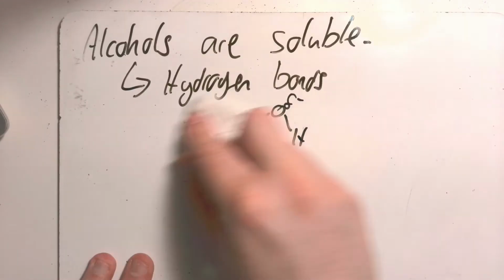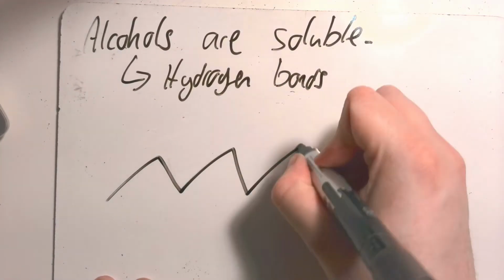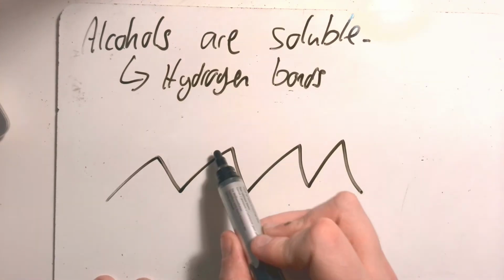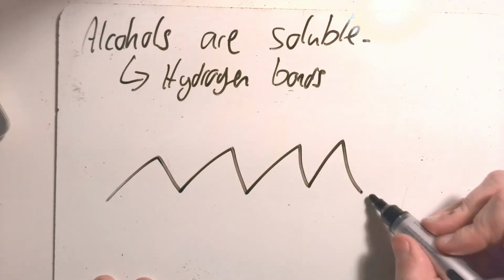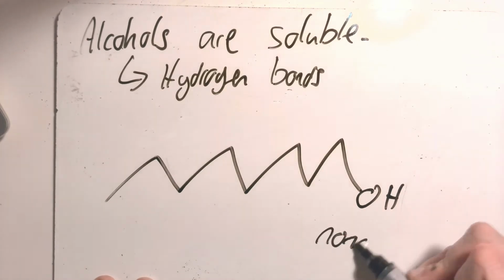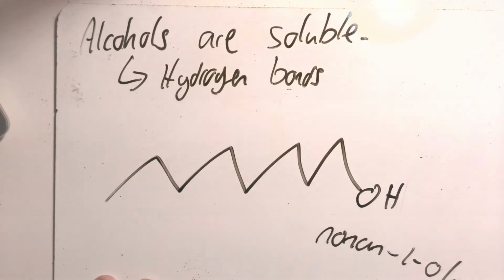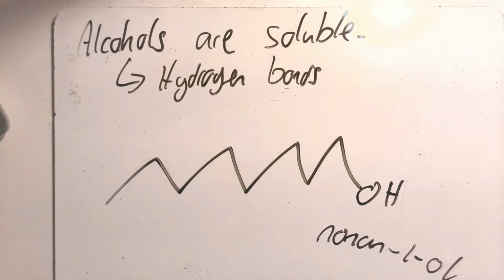As your alcohol chain gets longer, so if they're longer, 1, 2, 3, 4, 5, 6, 7, 8, so this is nonan-1-ol, I think. Nonan-1-ol.